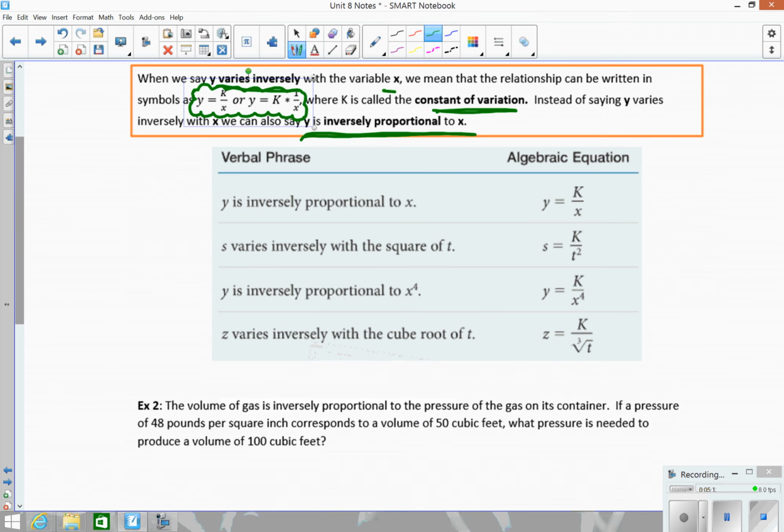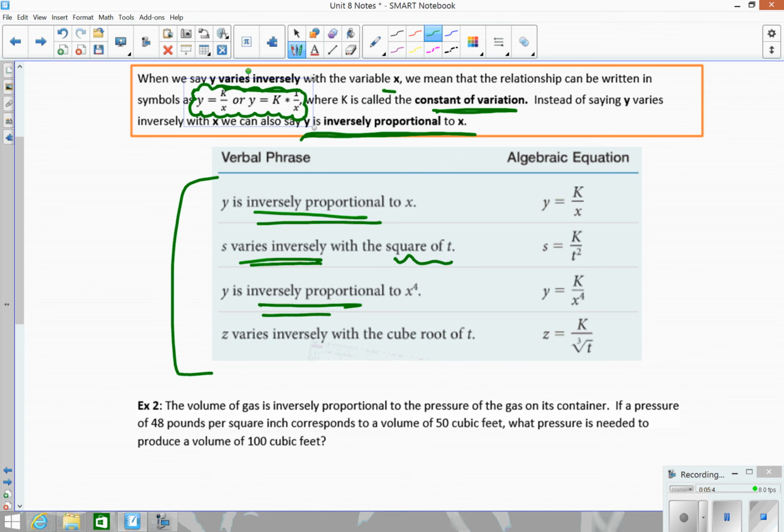Here are some more examples to help you translate from the verbal phrase to the algebraic equation. Inversely proportional means y equals k over x. Varies inversely, s equals the square of t, so it's s equals k over t squared. Varies inversely means you put the k in and then you're dividing by this other part. So y is inversely proportional, y equals k over x to the fourth.